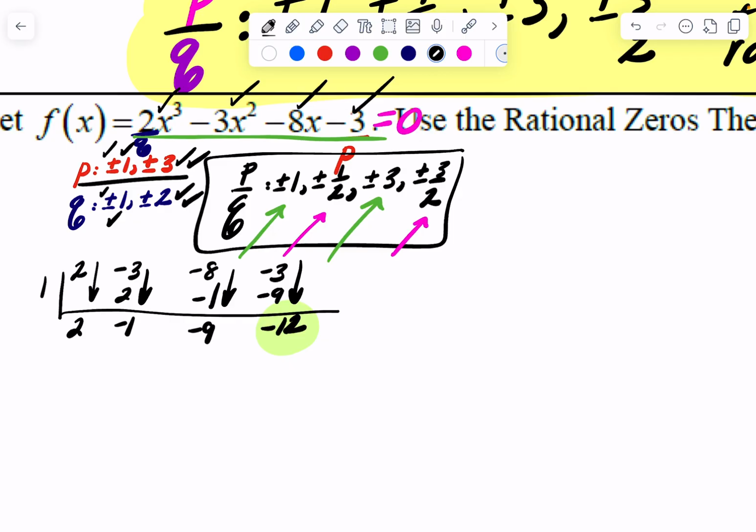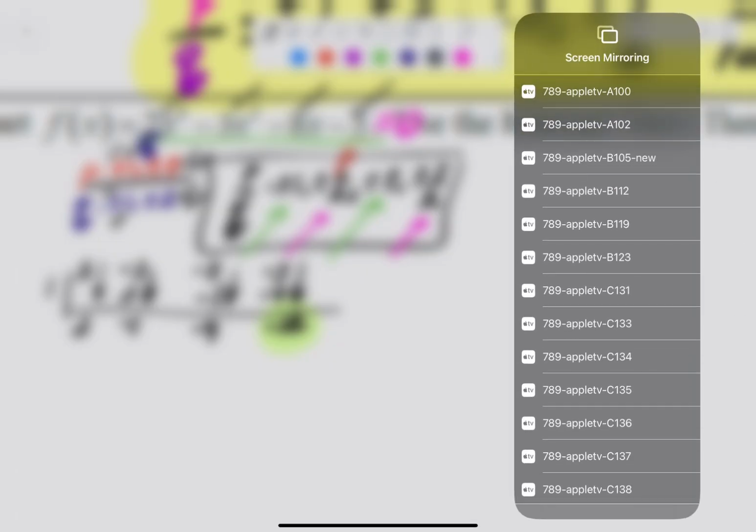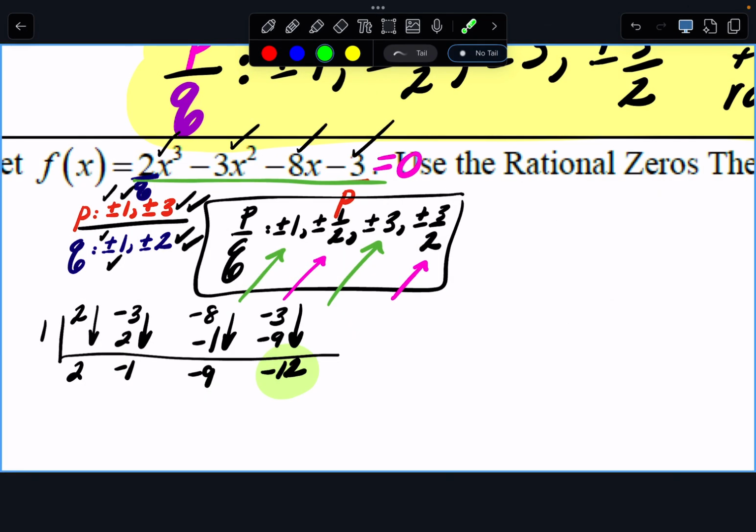Compare with mine. Are you getting a remainder of 0? Oh, it went away. Oops. Are you guys getting a remainder of 0? I'm not either. I'm getting negative 12. It doesn't matter the number. If it's not 0, it's no. You know what I mean? So 1 was a possibility, but it's not an actual one that works.